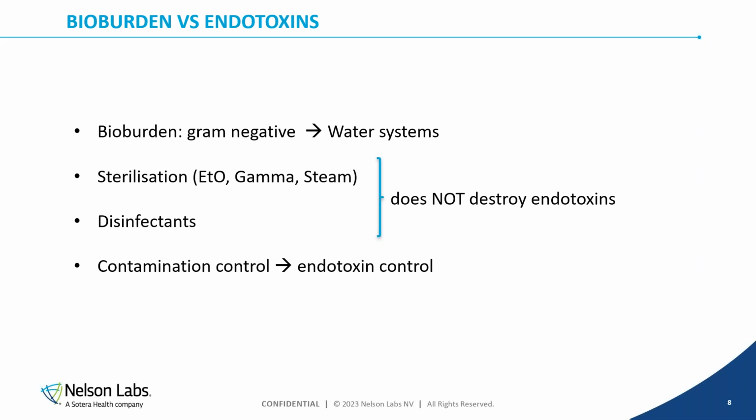Most disinfectants will kill bacteria, but will not destroy endotoxins. And then finally, if you perform contamination control, you will not get rid of endotoxins. But of course, if you control your bioburden, if you do not allow gram-negative bacteria to grow, you will not have a rise in endotoxins. So contamination control has an effect on the endotoxin control.